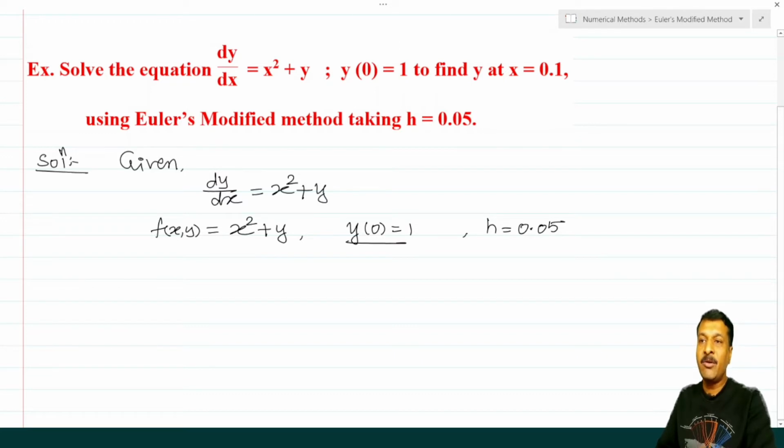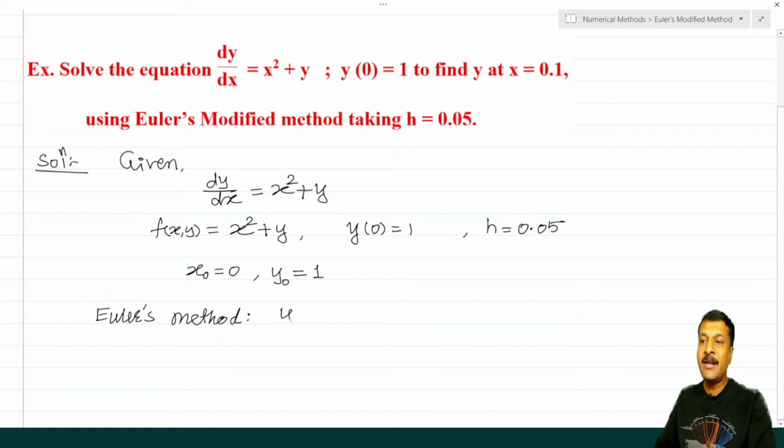So what is the meaning of this? It means that the initial value of y, that is y0, at this x value 0, means the initial value of x is what? Here x0 equals 0, and what is the y at that value? That is y0, which is equal to 1. Now, by Euler's formula, what is Euler's formula or Euler's method?